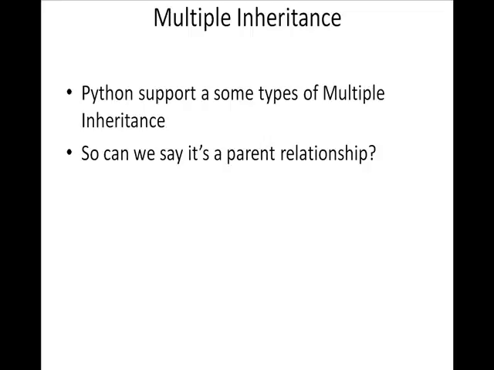One of the special features of Python is that it supports some types of multiple inheritance. But if we have multiple inheritance, can we say there's a parent-child relationship in a class?